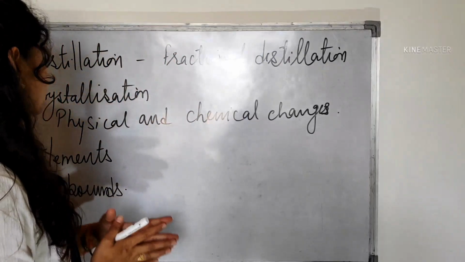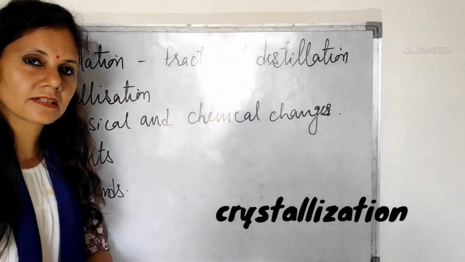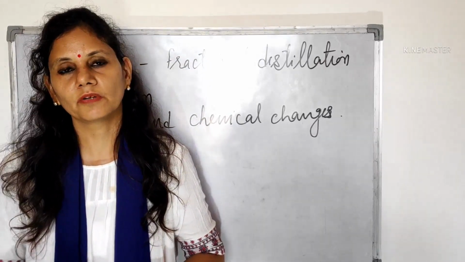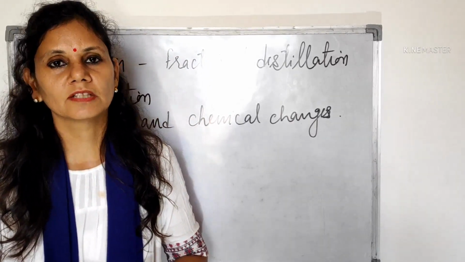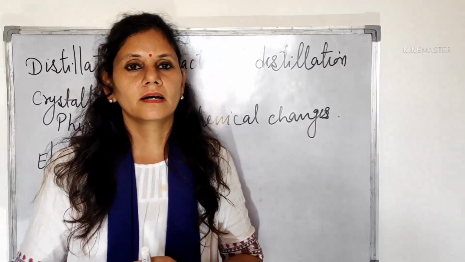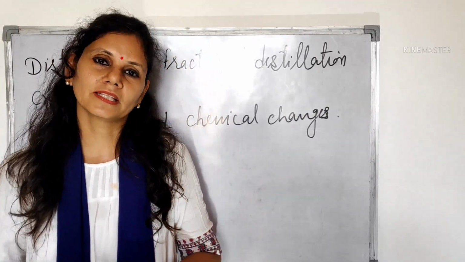Then the next technique is crystallization. Crystallization is the formation of crystals. Sea water can be purified, and we can have the salt from sea water by this process. We can have the pure crystals of potash alum by this process.